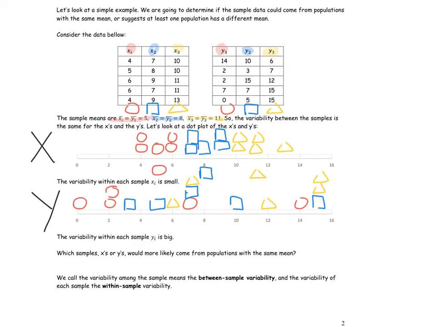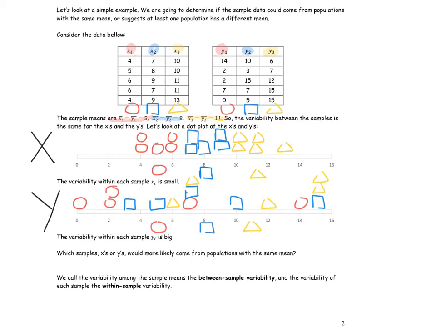Remember, the mean for the yellow triangle was 11. The mean for the blue square is 8. And then the mean for the red circle is 5. All right, now in the Y's, notice the data is all over the place. For instance, the range alone for the red circles, it ranges from 0 to 14. So it's all over the real number line. So compared to the first sample, the variability within each sample Y1 is big.